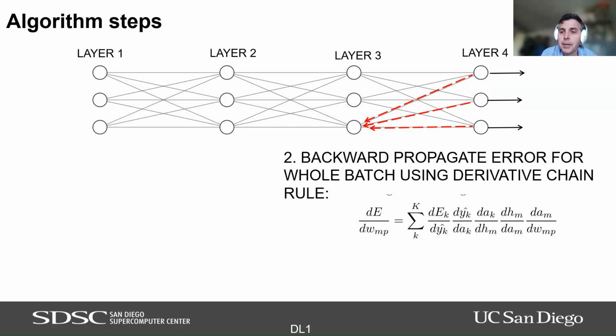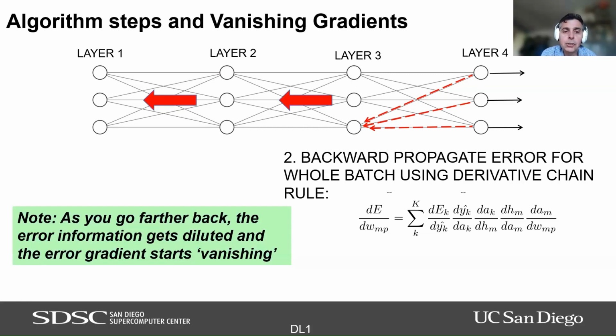And we'll have some error information, so we can backpropagate that error information. And the way we backpropagate is using derivatives and the chain rule. I'm not going to go into the details of the chain rule, but it's essentially saying the change in error as a function of your weight depends on everything in between. And as you go farther back, the information gets diluted and the error gradient starts vanishing. We call this the vanishing gradient problem.